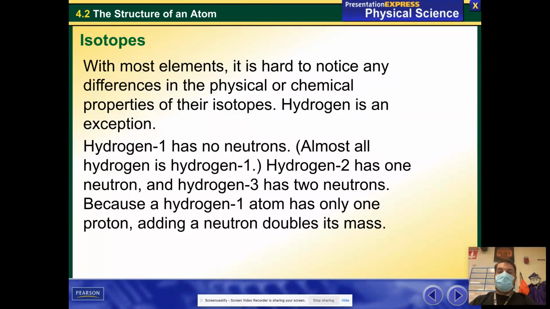But when you do that, because hydrogen's so small, if I add a neutron, it almost doubles the mass. If I have 2 extra neutrons, it could triple the mass. So it does have a change on the mass, but the elements and the properties are based on the charges. So it only has 1 proton, so it pretty much acts like hydrogen.